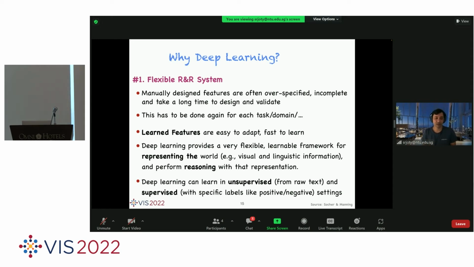And we'll see that deep learning can also learn in an unsupervised way, like from raw text or raw images. And it can also learn where supervision is available, like when you say this is a positive sentiment, this is a negative sentiment, or you provide some kind of summaries as a ground truth and so on.